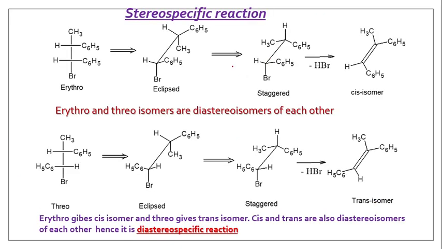Now this is a stereospecific reaction. Why is it so? Because see this, these phenyl groups are towards the same side. So this is erythro. Okay, so we call it erythro. Now when the erythro compound is undergoing elimination, this molecule is written in the Sawhorse projection formula like this.